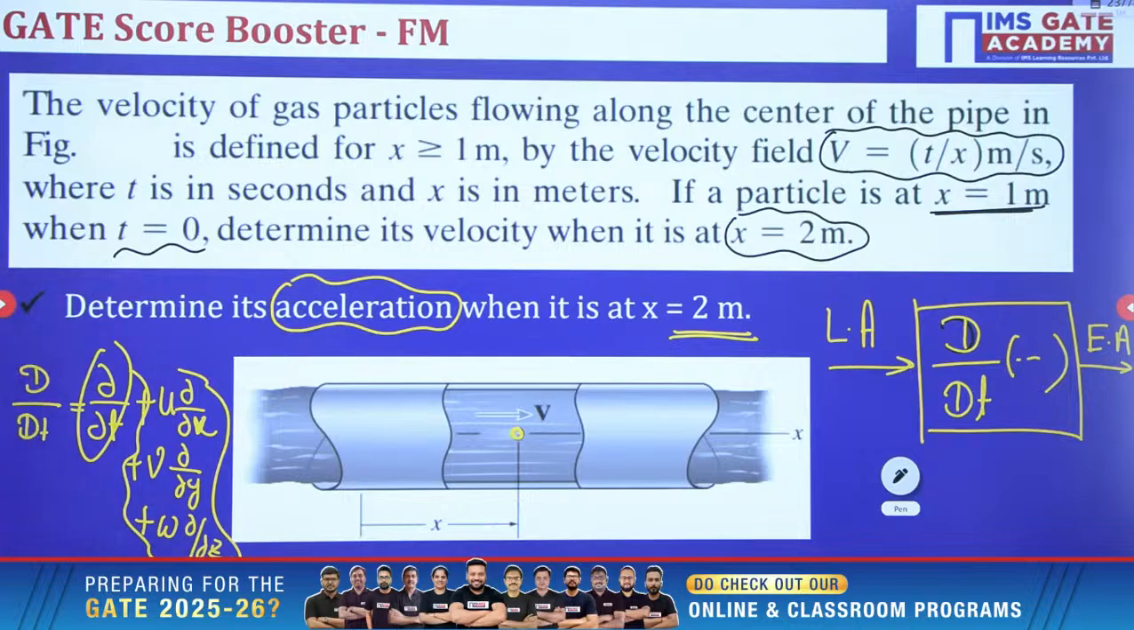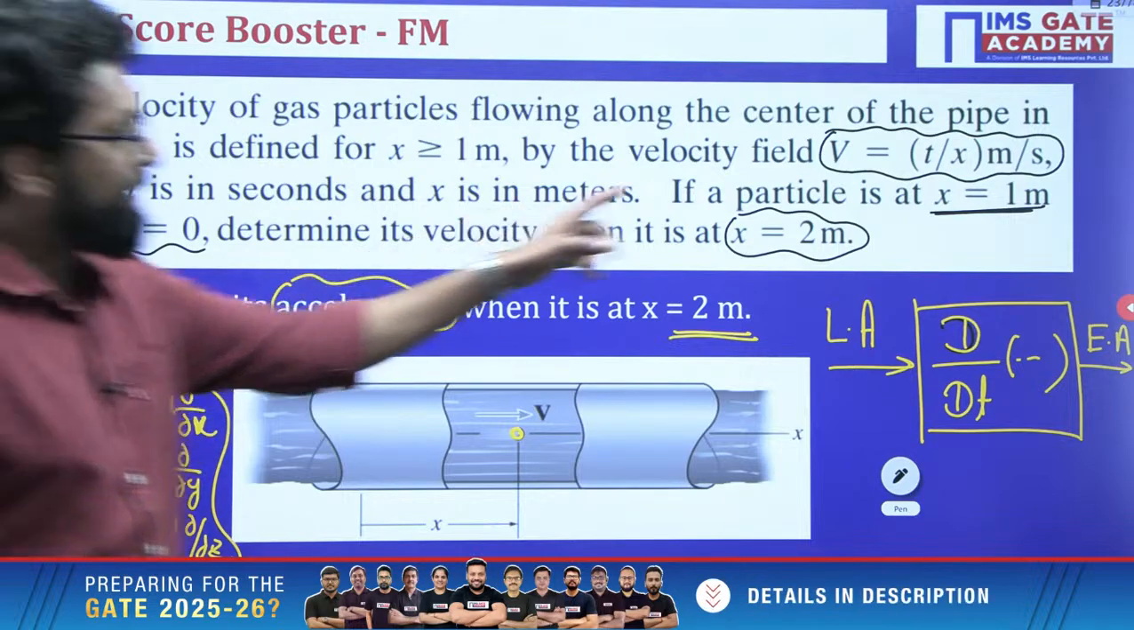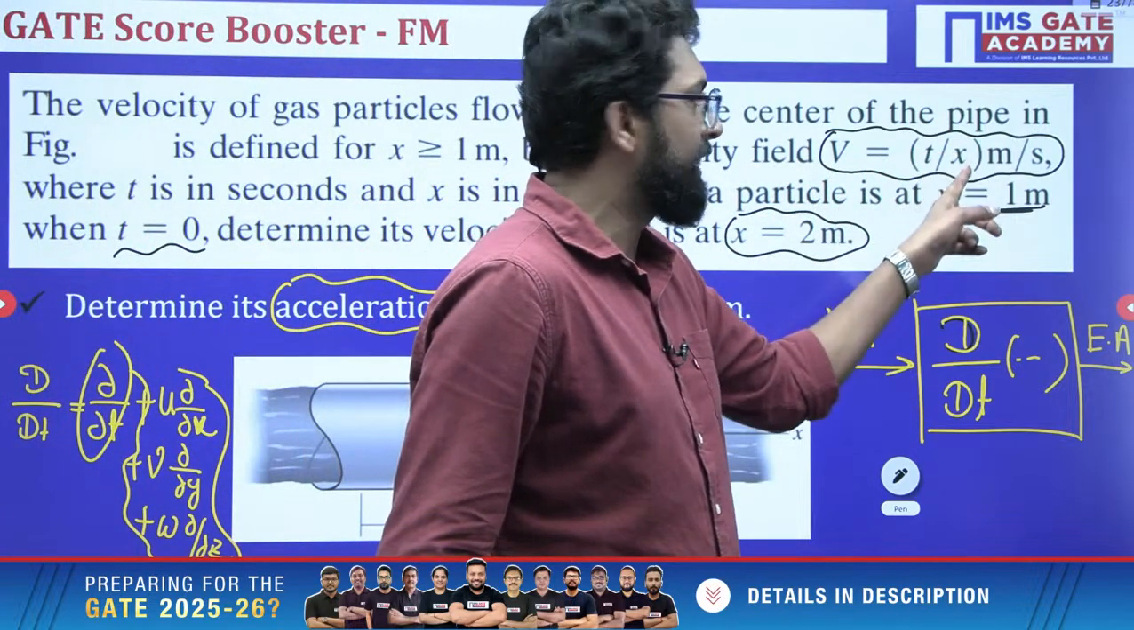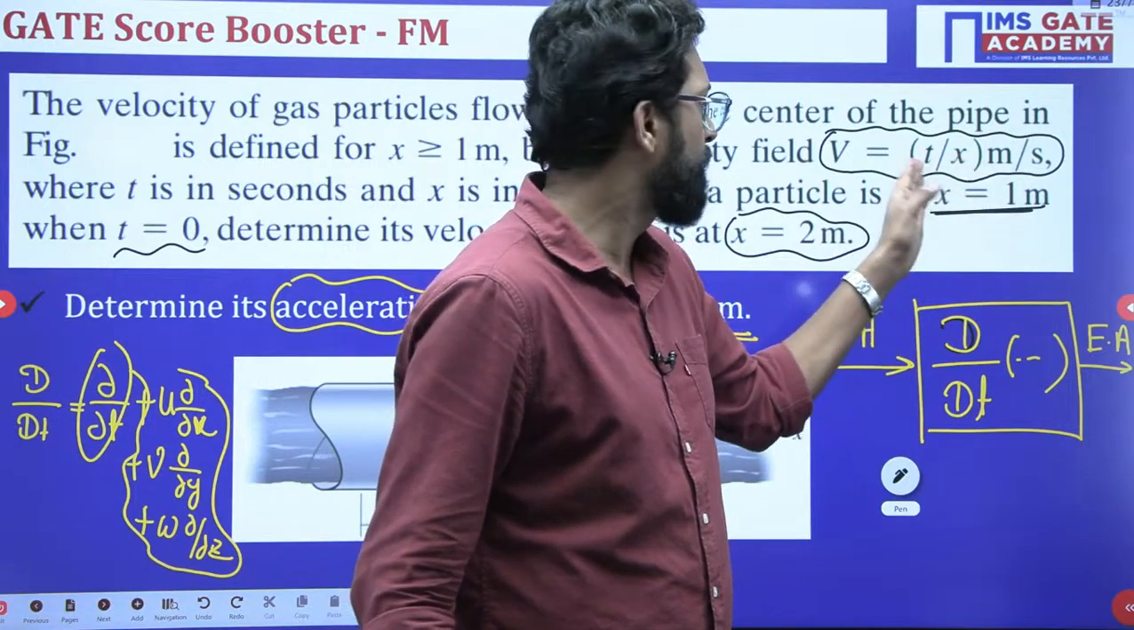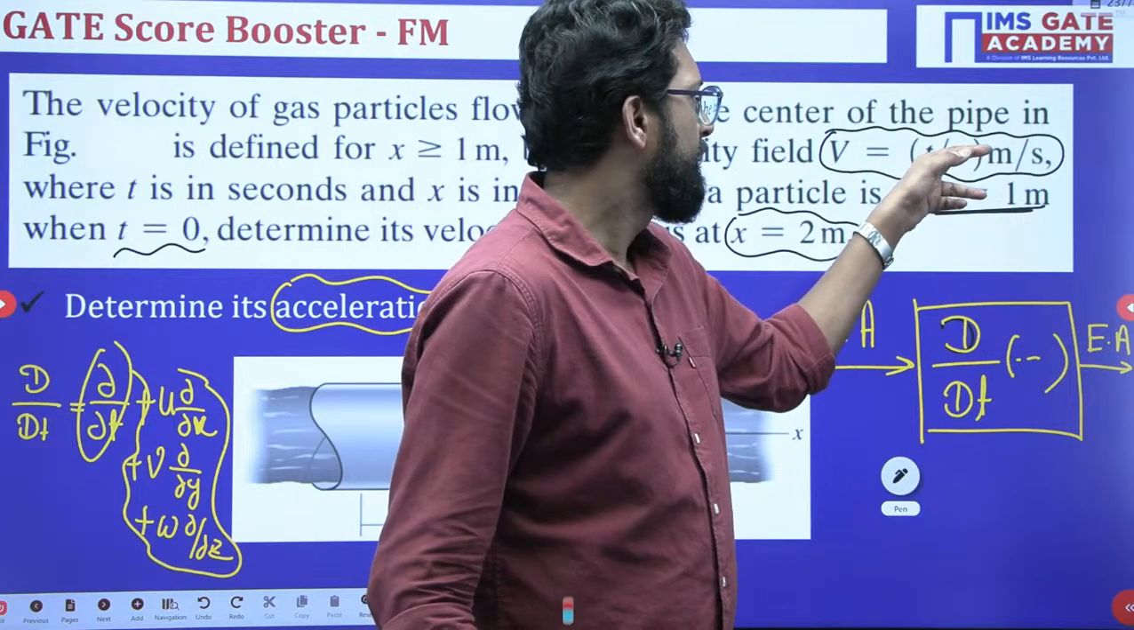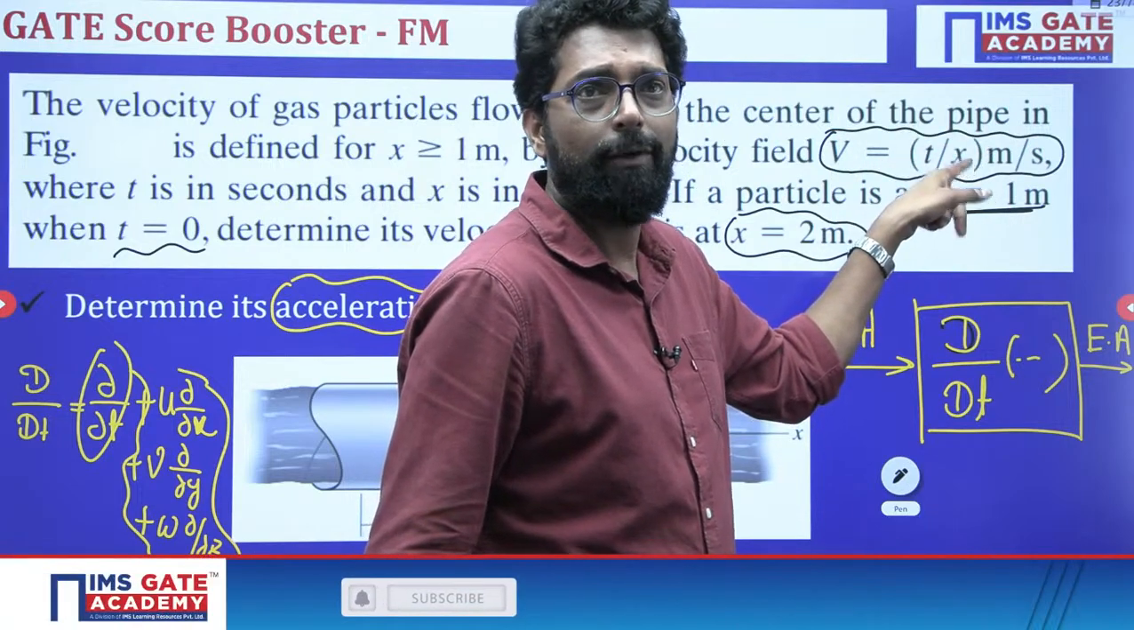Now one thing: if you see this field, V is equal to t by x, you may be confused that sir, the formula is wrong. You can say that sir, the formula is wrong. Velocity is x by t, not t by x. Why is it given? It is wrong.